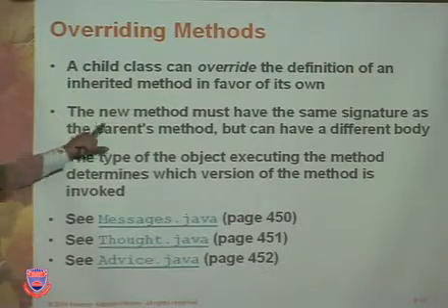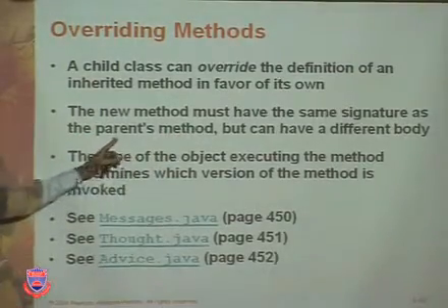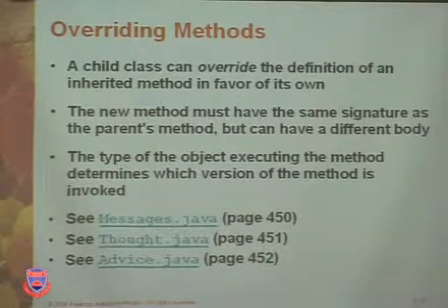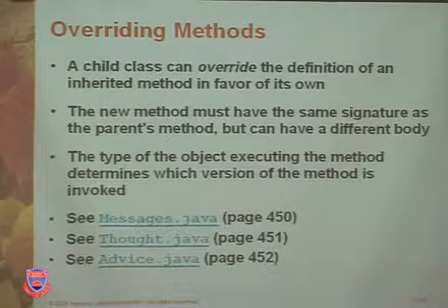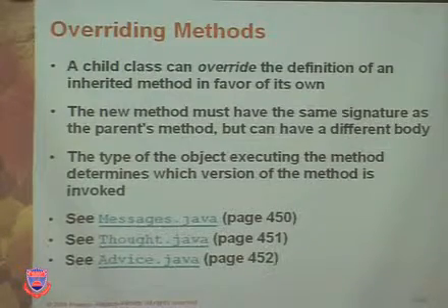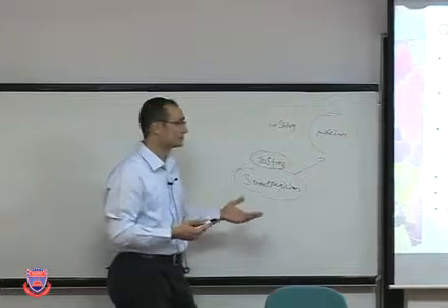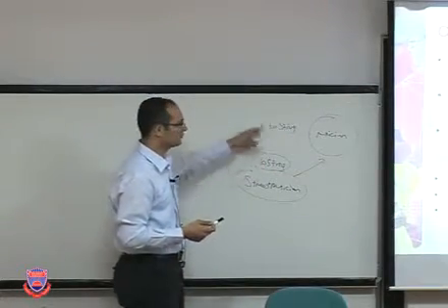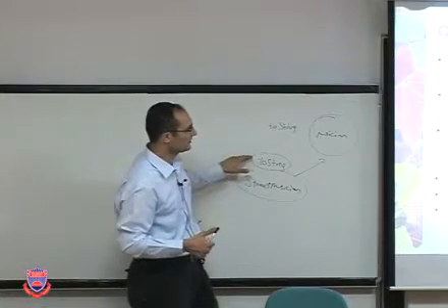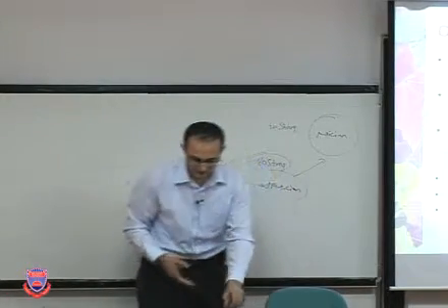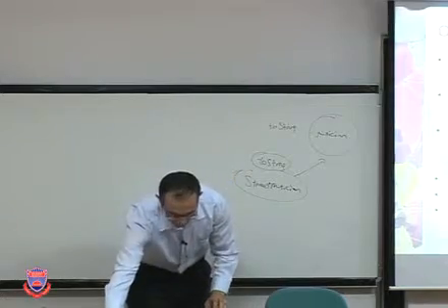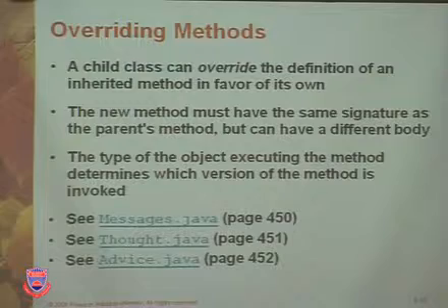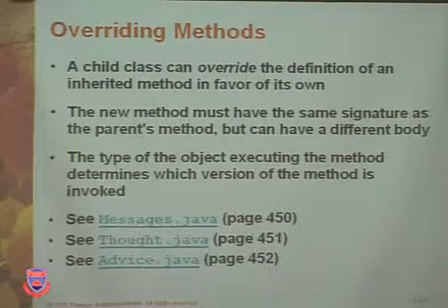The new method must have the same signature as the parent's method, but can have a different body. So you have the same signature, however, the implementation, obviously, is different, and that's the reason why you override it. Probably you want to have a separate implementation. So you have the same signature, but a different implementation of the same thing. The object of the executing method identifies which version of the two methods will be used.